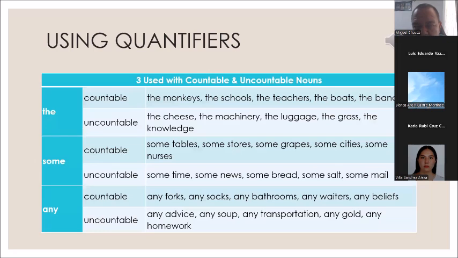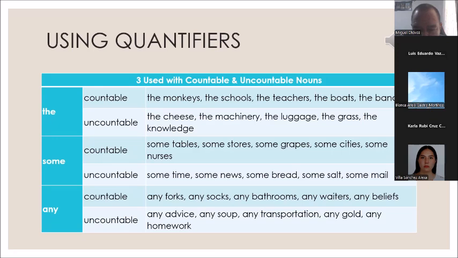Third, quantifiers used with countable and uncountable nouns. The, for example, the monkeys, the schools, the teachers, the boats, the bananas, the cheese, the machinery, the luggage, the grass, the knowledge. Some, for example, some tables, some stores, some grapes, some cities, some nurses, some time, some news, some bread, some salt, some mail.